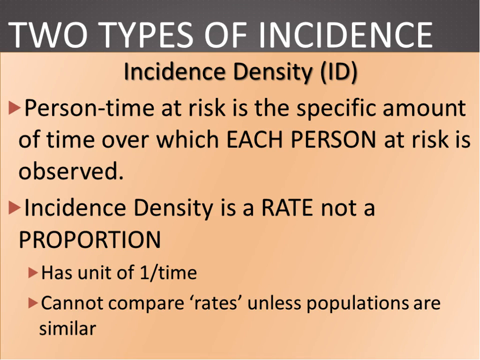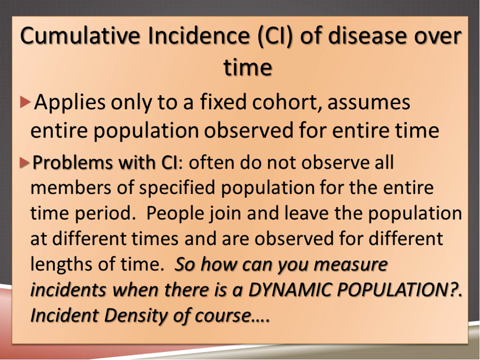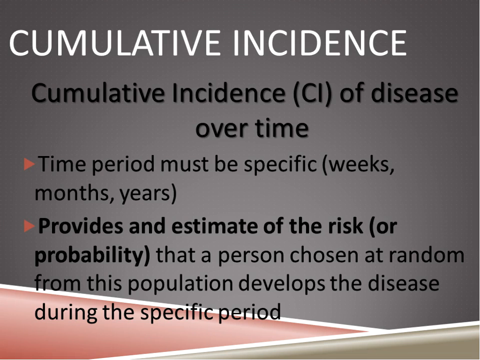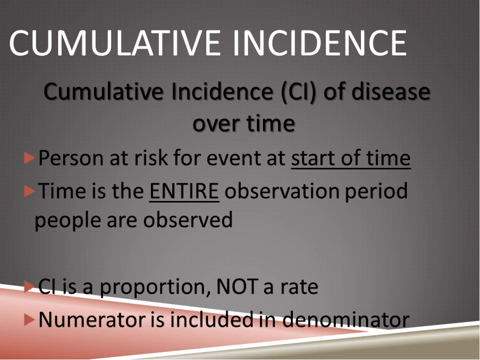Person time at risk is a specific amount of time over which each person is observed. Incidence density is a rate and it is not a proportion, and it's really hard to compare rates and proportions. So if we go back to cumulative incidence, cumulative incidence is a proportion of your population that develops the disease.